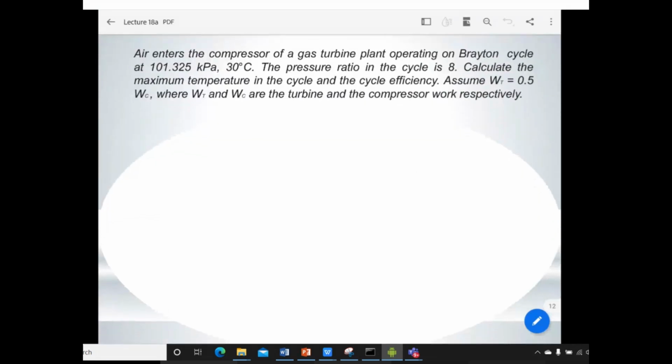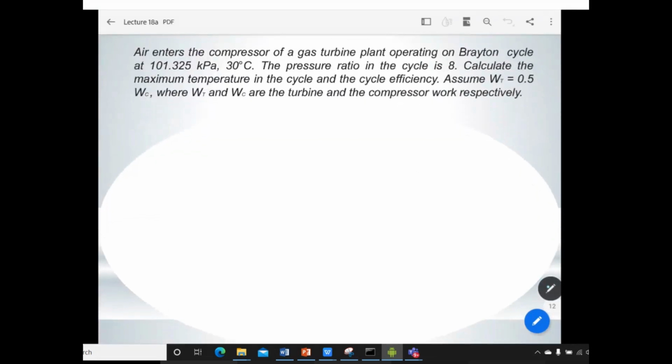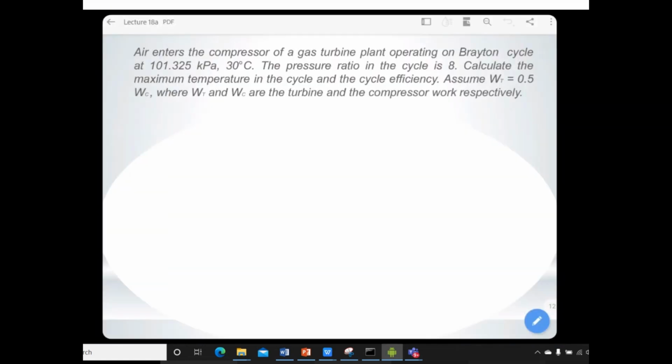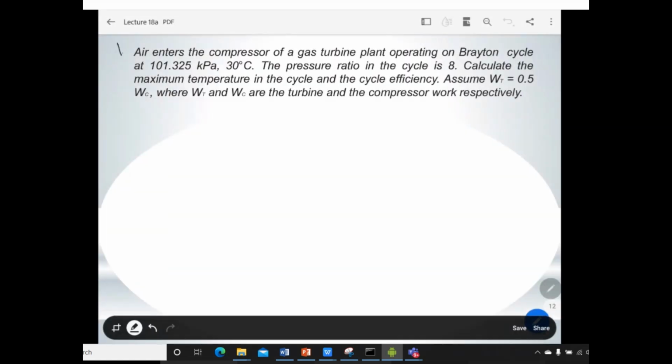Okay, so here is the question which you have to solve by yourself. It is the same question which we already solved at the start of this lecture, related to the ideal gas Brayton cycle.